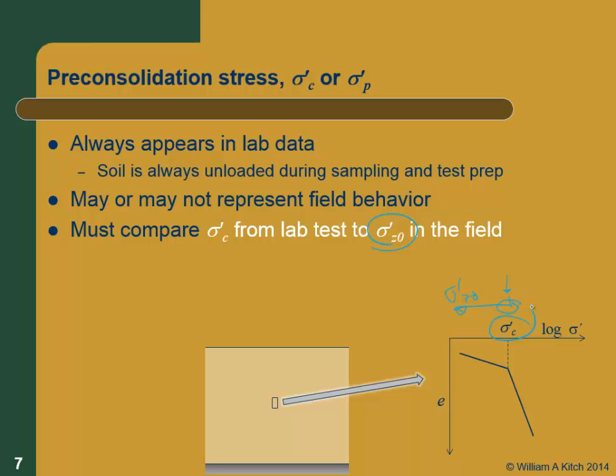Could that value actually be out here to the right of sigma prime c? It can be. We call that underconsolidated. That would happen, for instance, if you went to a site, you didn't know this, that had been preloaded and was consolidating, but all the excess pore pressure hadn't dissipated. Then you went and sampled it, and it's underconsolidated because the current effective stress state is beyond the preconsolidation stress you measure in the lab. It's in the middle of being consolidated. That's kind of a weird thing. It doesn't happen very often.